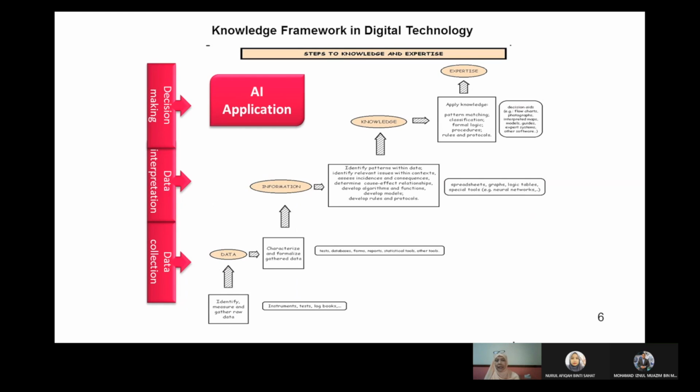Now, the next slide is how the knowledge framework works in digital technology. If you look at the very bottom there, data collection. Data becomes a very important part of this whole knowledge framework. Once we have data, we have to interpret it. We have to turn the data into information so that we can match it with the knowledge that we have, and experts can interpret the best solutions for the problems that we are facing now. When that is done, we can input this into an AI. So that is how the knowledge, the expertise and the data are transformed into AI.